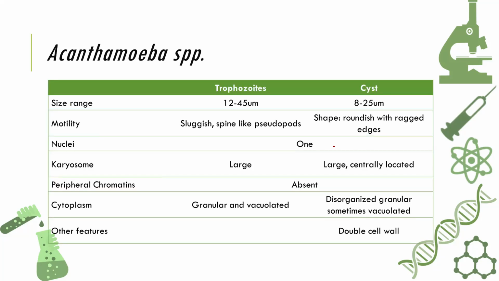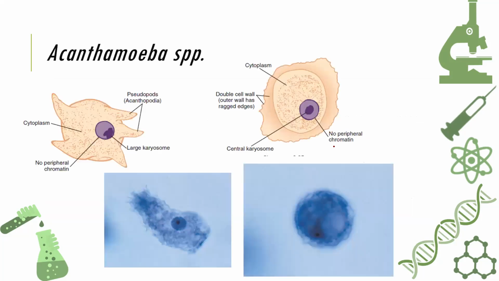Another one is your Entamoeba species. There is also a cystic stage and a trophozoite stage for Entamoeba species. If you remember, I told you that Naegleria fowleri has a thick cell wall. Now Entamoeba histolytica has a double cell wall. And the good thing to remember there is that its cell wall is rugged.